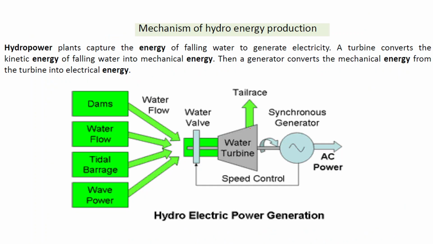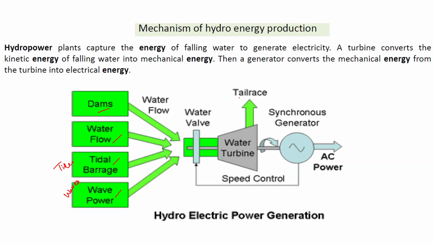Coming to the mechanism of hydro energy production, we get the kinetic energy from flowing water from dams, water flow in rivers and canals, then the tidal barrage and wave power, which is energy from tides and waves in the ocean. In all of them, the water is in motion, so it consists of some kind of kinetic energy.